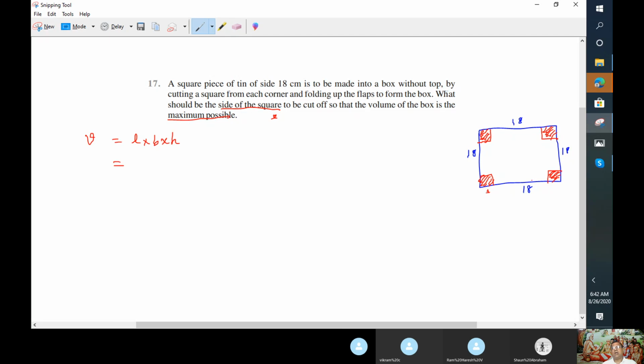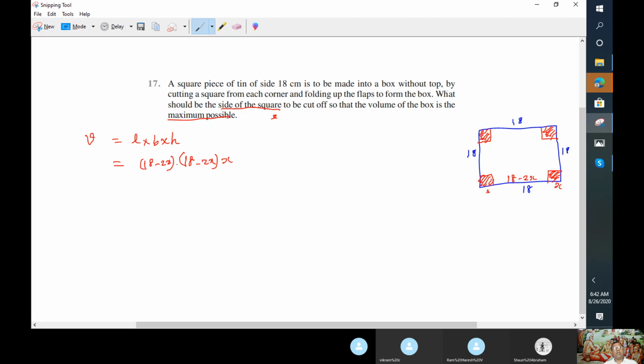So what is your L? After cutting the x, this side x, the length should be 18 minus 2x. That is your length. What is your breadth? Breadth also the same thing, 18 minus 2x. Height is x. So this is your new formula.